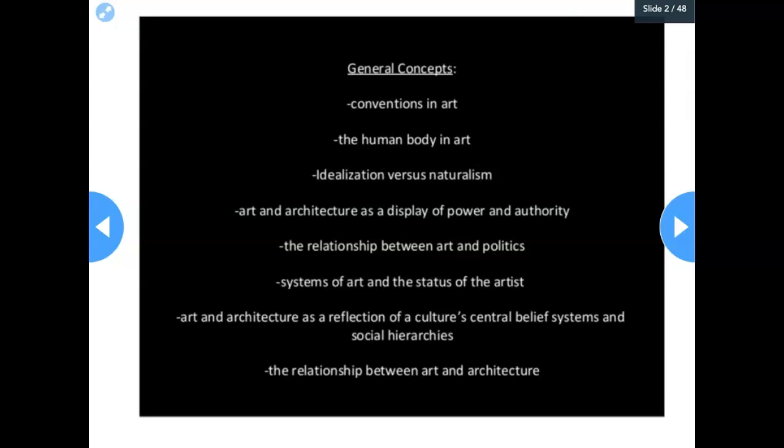We're going to look at art and architecture as a display of power and authority. We're also going to look at the relationship between power and authority, the relationship between art and politics, something that is still relevant today, and all of these other criteria, the status of the artist, the belief system, the relationship between art and architecture, etc.